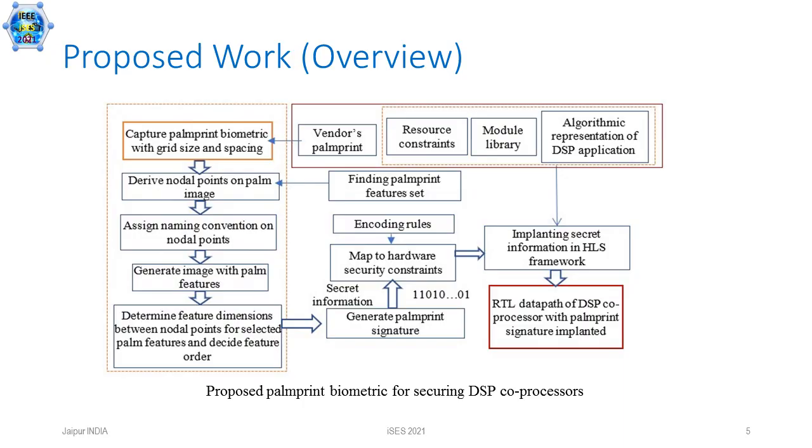Once it is done, then it gets converted into its respective palmprint signature for being converted into its secret security constraints using encoding rules, which then gets embedded into the HLS framework of the IP design process while the register allocation phase is going on, and ultimately it results into an RTL data path of the DSP coprocessor.